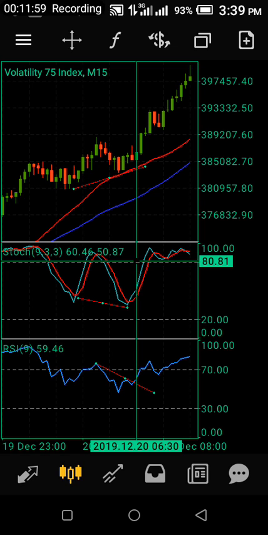I don't want this video to be longer because I'm still going to do a live video on how to spot an entry using an RSI for this hidden divergence.